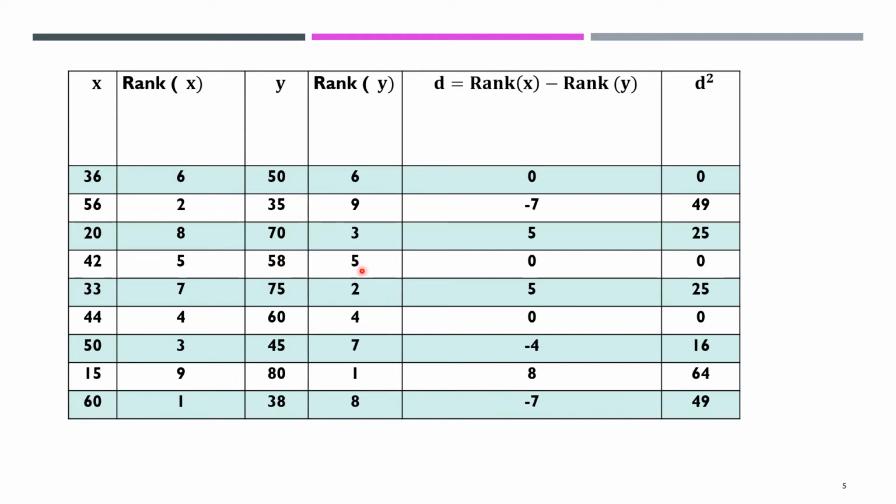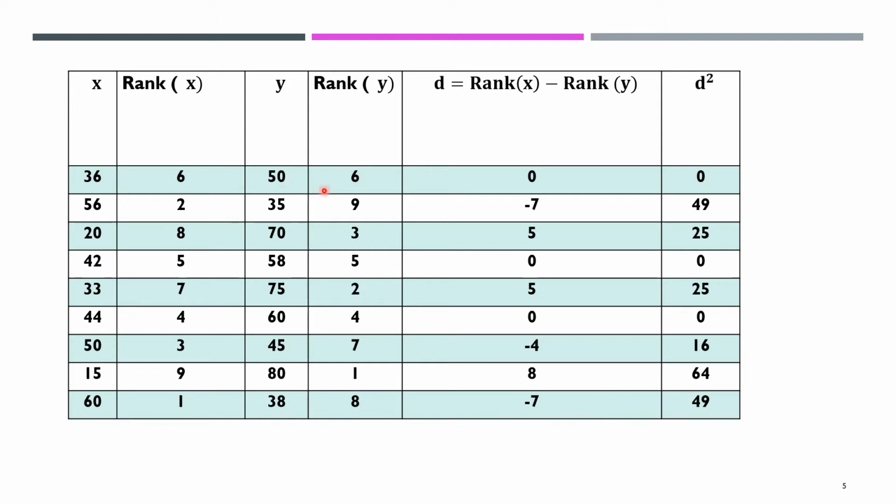Then we have 58, rank 5. Next number is 50, which is given rank 6. 45 is rank 7. 38 is rank 8. And 35 is rank 9. So we are giving the ranks starting from the highest to the lowest. The highest number is given rank 1 and the lowest number is given the last rank. That we are following for both X and Y.